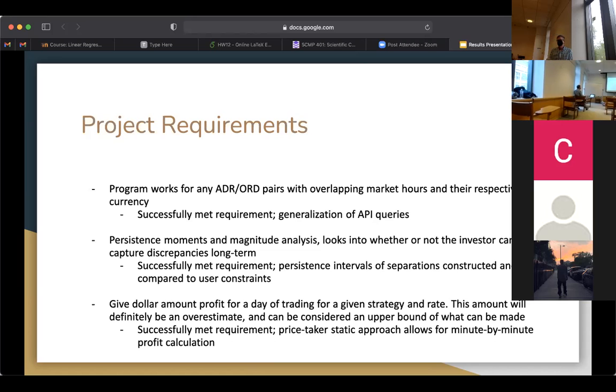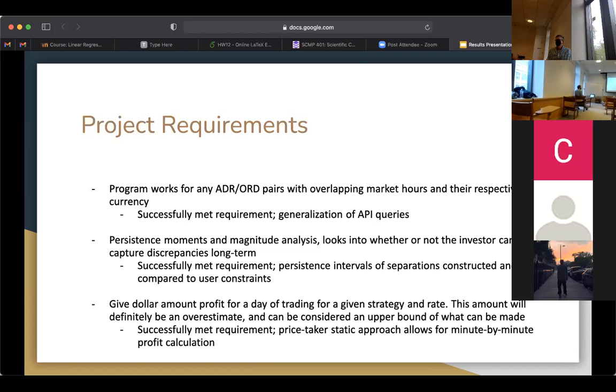The third major objective was to give a dollar amount profit for a day of trading for a given strategy and rate. And so that given strategy is ADR/ORD swaps. And the depository rate is going to be set by the user based on the cheapest depository fee that they have access to. This dollar amount estimate is an overestimate and should be considered as an upper bound of what can be made, because there are some convolutions with the data I had access to.